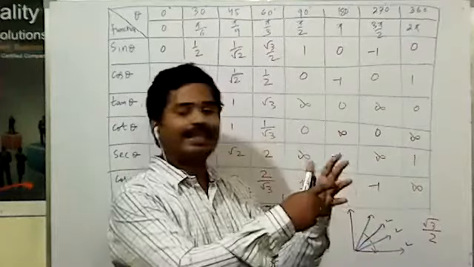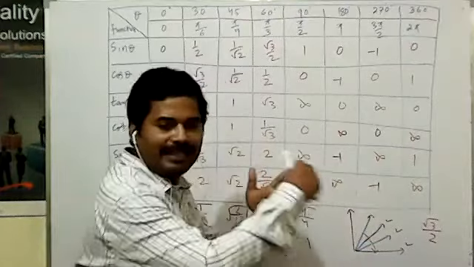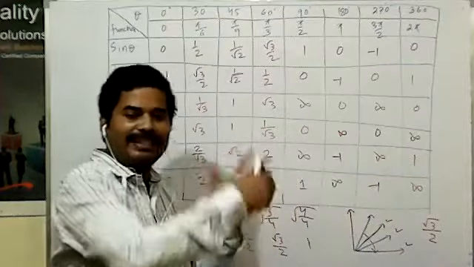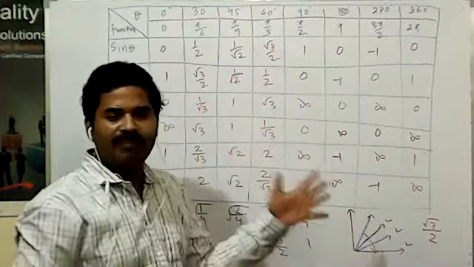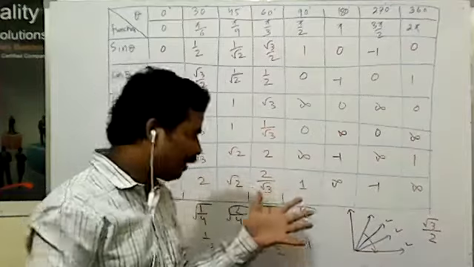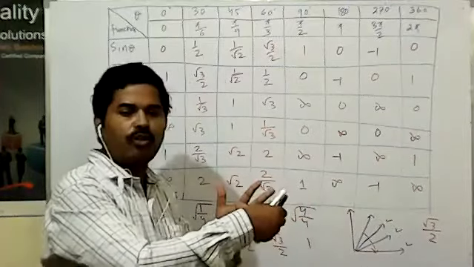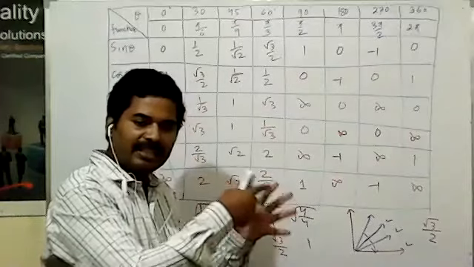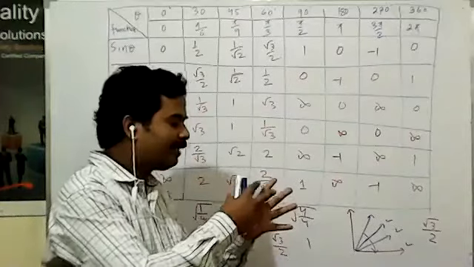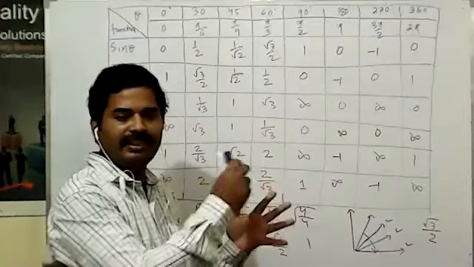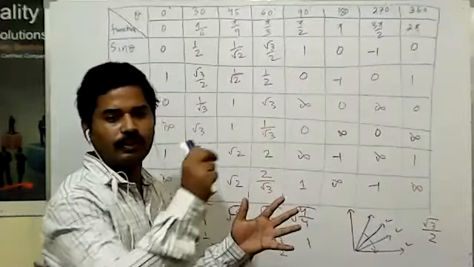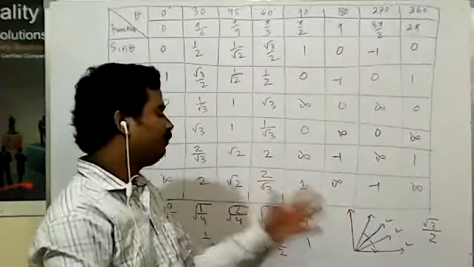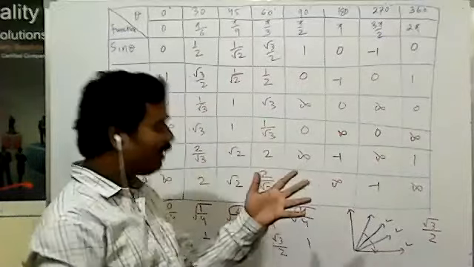Suppose you have to find out cos 30 degrees. This is 30, this is 45, this is 60, this is 90, this is 0. This is the fingertip format. So if you want to find out cos 30 degrees, how many fingers are there? 3 fingers are there. So 3 fingers means root of 3, divided by 2, always divide by 2, so root 3 by 2.